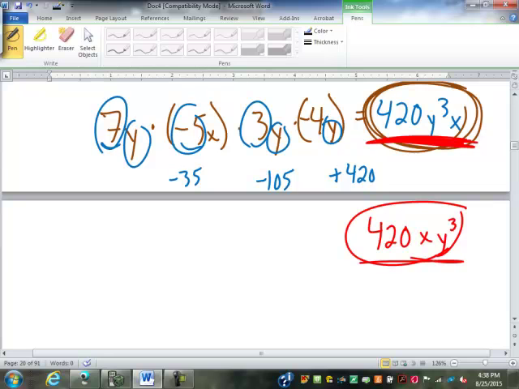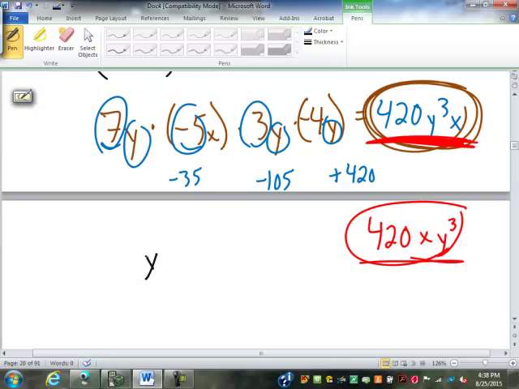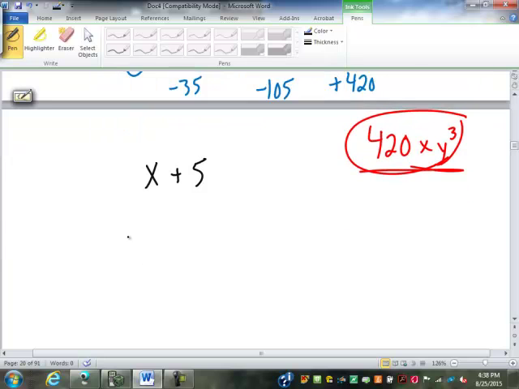So what if we have a number that isn't a single digit? Let's say we have x plus 5. That's a 2-digit algebraic number. And what if I want to multiply that by another number? For example, let's say we have 7 times x plus 5.